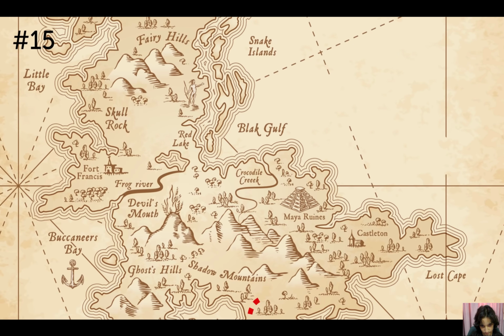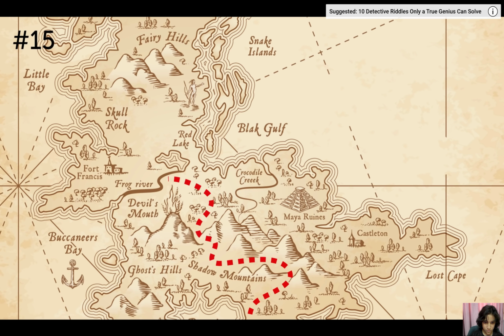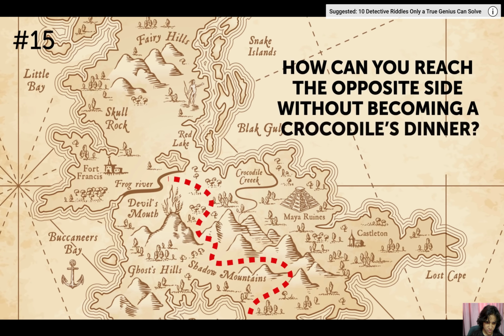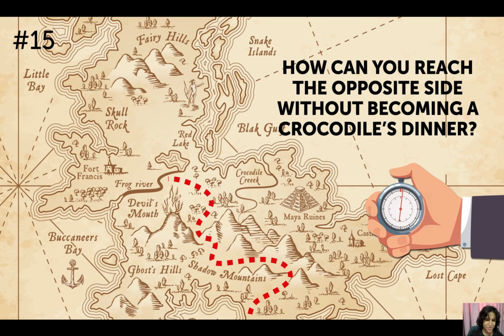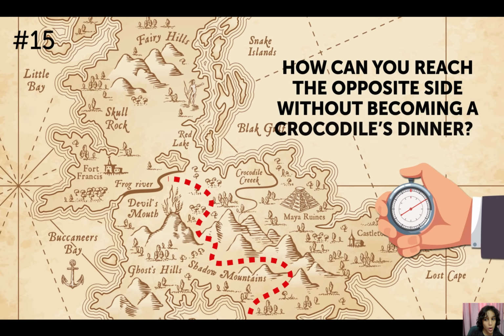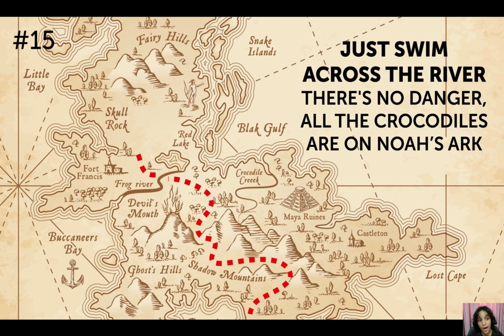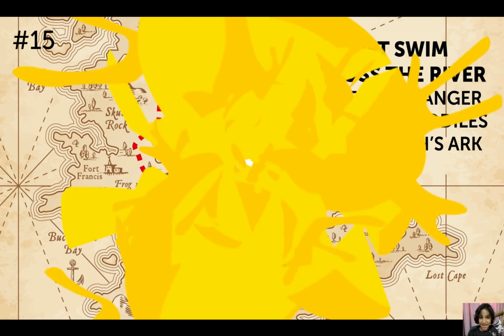15. You're hiking in the wilderness when you come upon a river. You have to cross it, but you know that crocodiles dwell in rivers there. How can you reach the opposite side without becoming a crocodile's dinner? Just turn around like the bridge. It says a frog river. You can pass it, whether the frog river or just go around it. Don't worry, just swim across the river. There's no danger. All the crocodiles are on Noah's Ark. Did you figure this one out? If so, it shows you can quickly learn from your mistakes. I got it in the last second, yes.